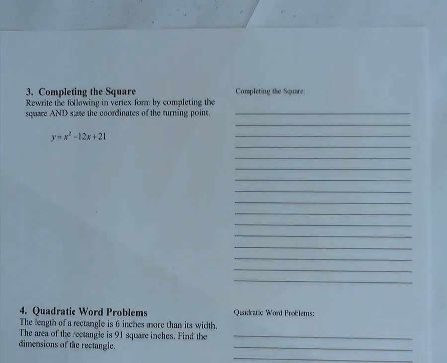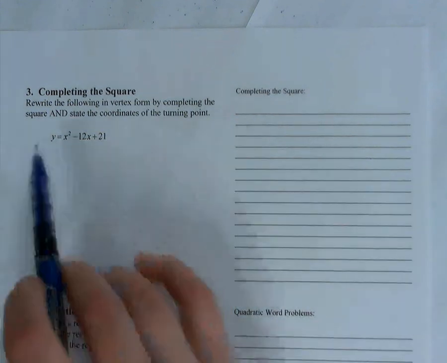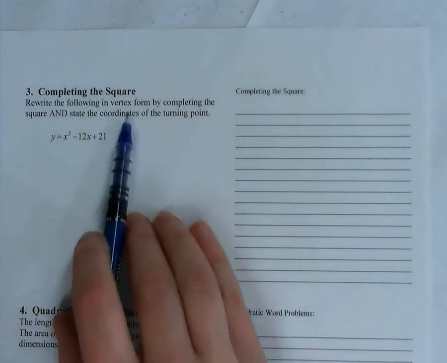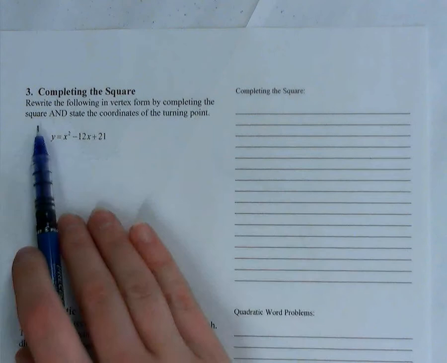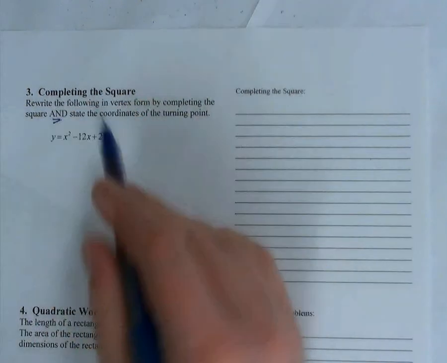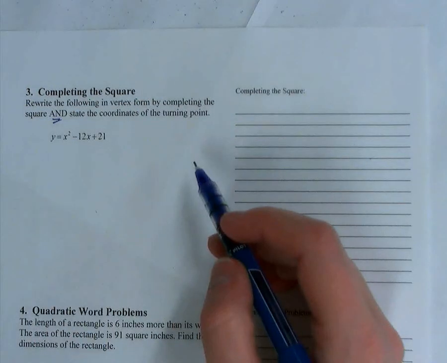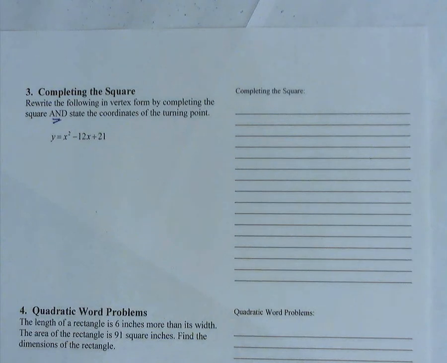Part 3 for Unit 8 bonus points is completing the square. I have to rewrite the following in vertex form by completing the square, and I have to state the coordinates of the turning points. Okay, so what you want to look at here?